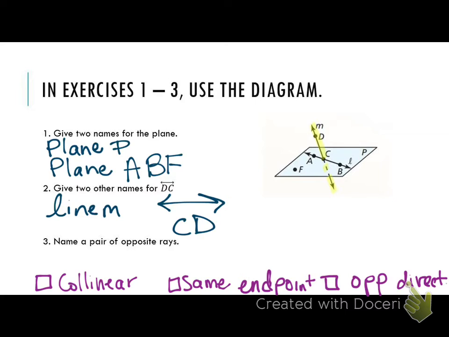So what will be the same end point in this picture? C. So what's one ray we're going to use? CA. When we name a ray, what direction does the arrow point? Right, to the right. CA and CB, like boy. Yep. And CB. Questions on these 3?